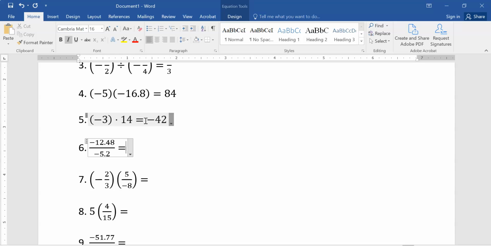So number 6, -12.68 divided by -5.2. Ooh, this one's an ugly, ugly looking decimal. It's about 2.43846.